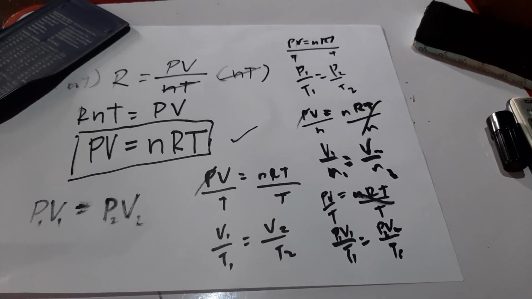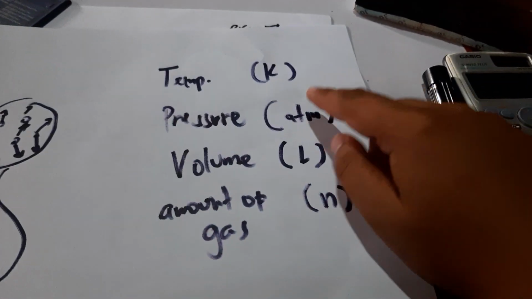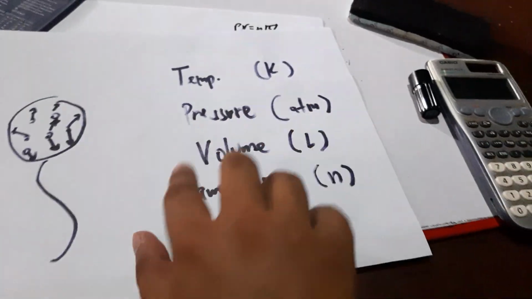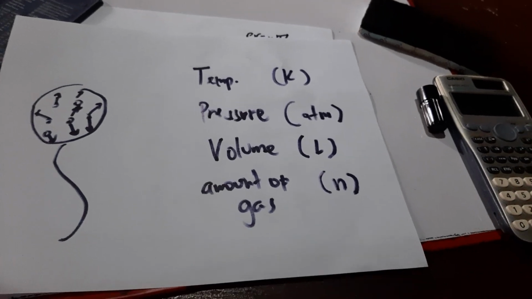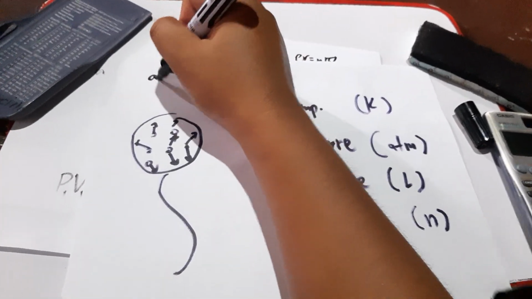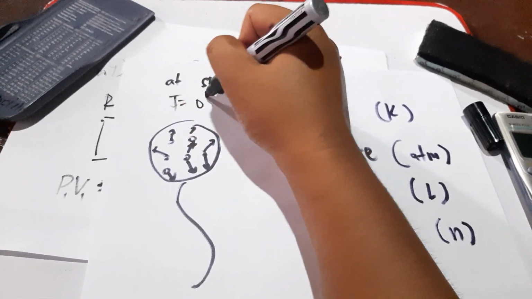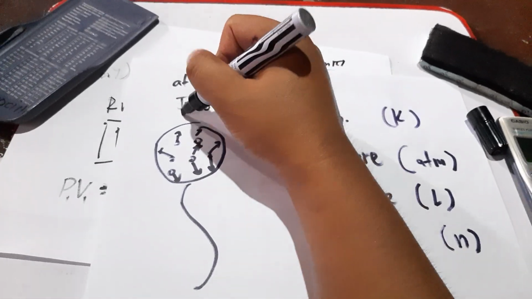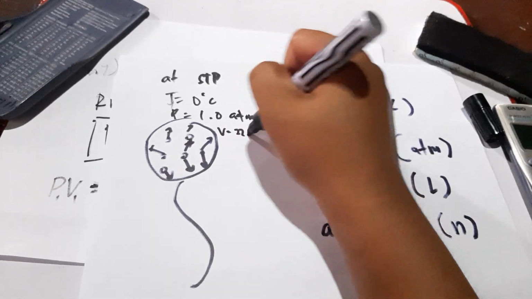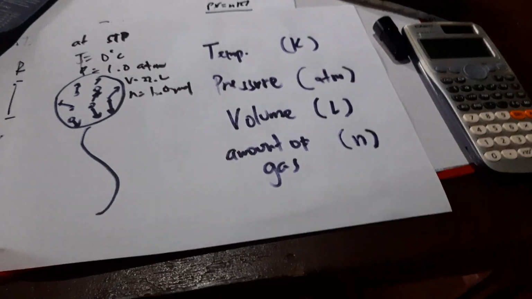And remember the units. Again, we always need to transform to Kelvin, to atm, to liters, and to n. And don't forget the STP, because in some problems only one given is provided, and then it just says at STP. Standard temperature is 0 degrees Celsius, which is 273 Kelvin. Pressure is 1.0 atm. The volume is 22 liters and the number of moles is 1.0 mole. Always remember these values.